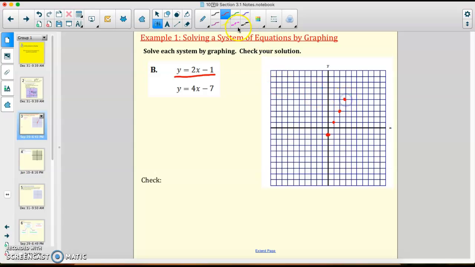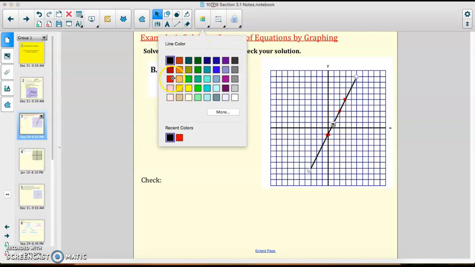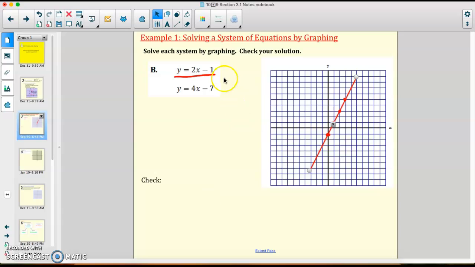That's probably good enough. I'll try to get a line going here. There we go. That looks better. So I'll make that line red. Now we'll do a blue one. So we have negative 7 as our y-intercept.